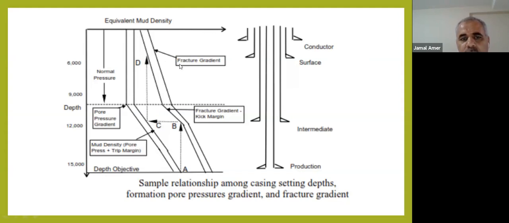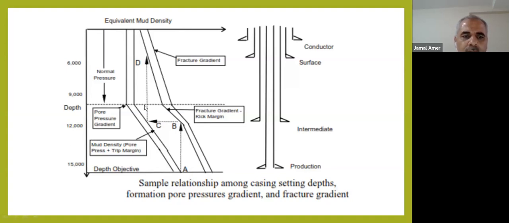This is the other very important one, the fracture gradient. We have to plot them on our graph or our paper before starting our design. Also, from the surface up to the final depth, we have to mention any problem, any zone or any formation that we have. We call them troublesome zones. We have to mention them at which depth.